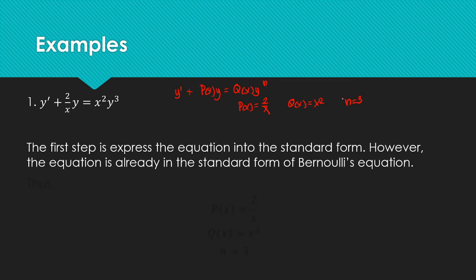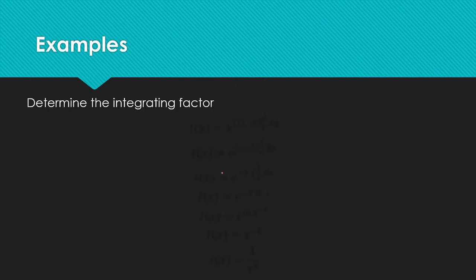So, the first step is, express muna natin siya into the standard form of Bernoulli equation. Pero since naka-express na siya sa Bernoulli equation, hindi na natin yung gagawin. So, p of x, as I've said earlier, 2 over x. Tapos, q of x is x squared, and then n is 3. Now, substitute na natin yung mga value na yan doon sa general solution natin. But first, we should determine the integrating factor.